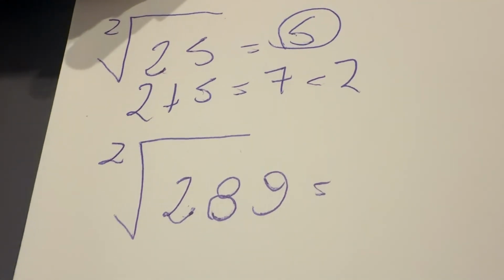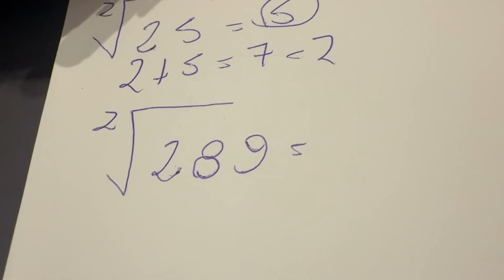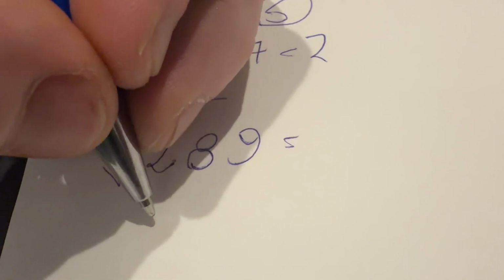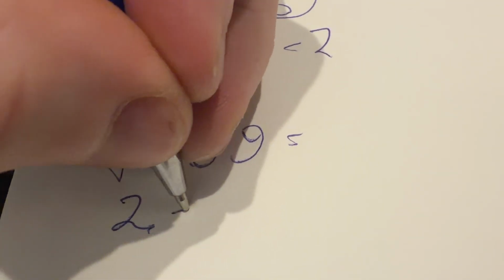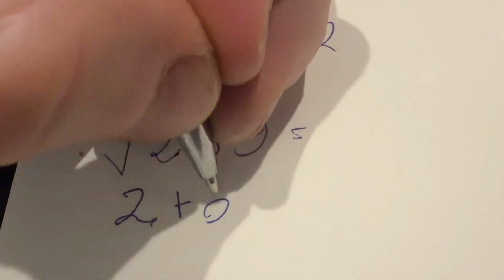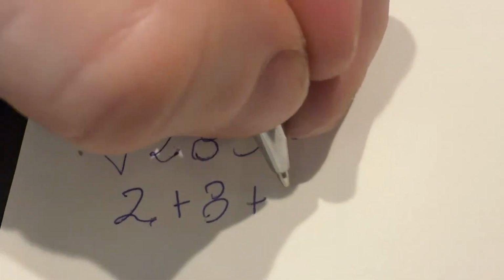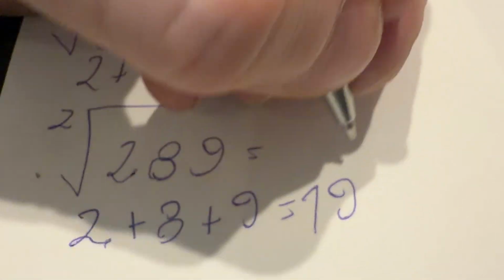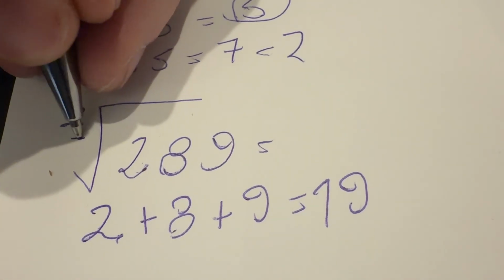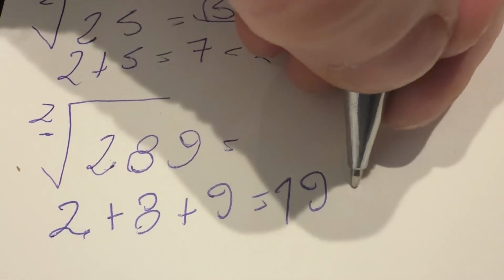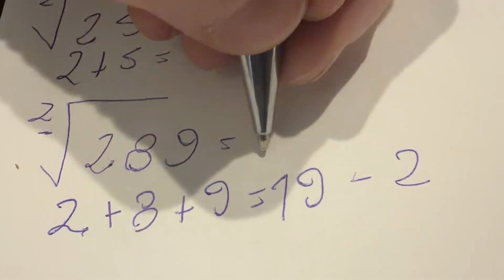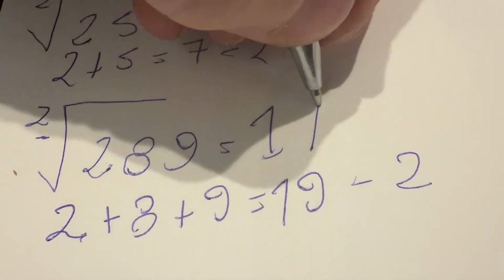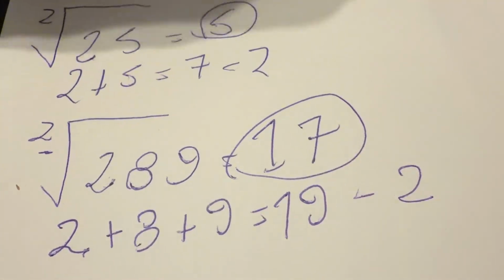Now 289. Let's separate: 2 plus 8 plus 9 equals 19. 19 removing 2 is equal to 17. Here's the result.